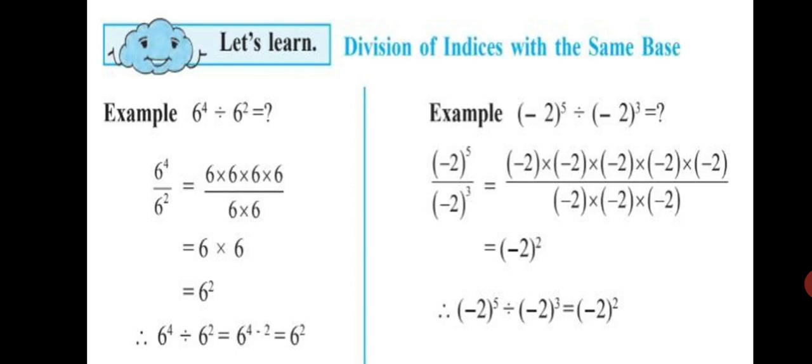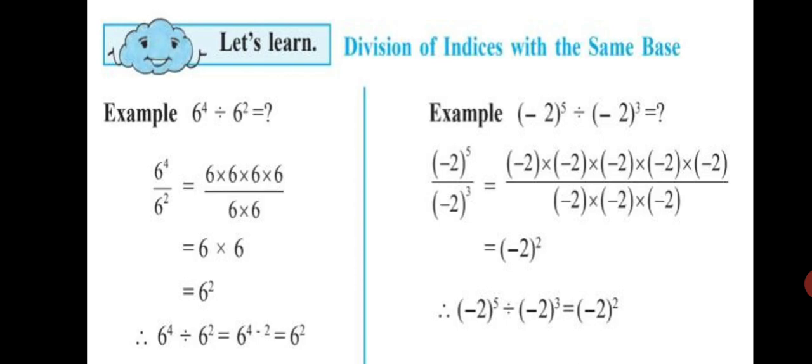So now that we have got the multiplication form, we can reduce the numerator and denominator which are equal. So 2 sixes from the numerator and 2 sixes from the denominator get reduced. So we are left with 6 multiplied by 6, which is equal to 6 square. Therefore we can say that 6 raised to 4 divided by 6 raised to 2 is equal to 6 raised to 4 minus 2 is equal to 6 square.